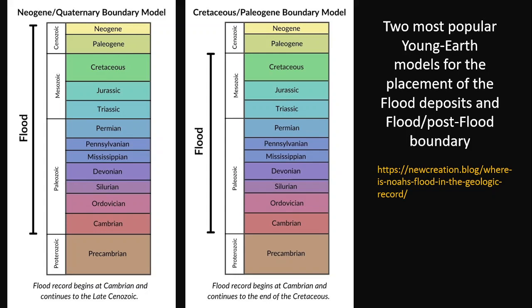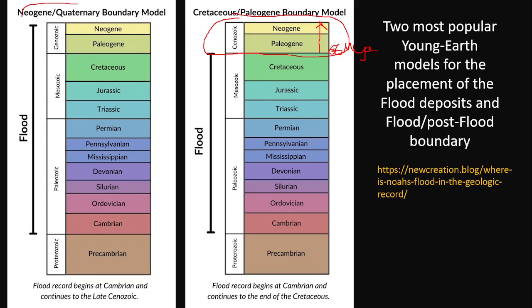But the two most popular views here on the right would be the Cretaceous-Paleogene, sometimes called the KT or K-Pg boundary model. In that particular model, they would place all of the material from the Cenozoic, which would be from conventionally dated 66 million years ago all the way to present, as deposits that occurred after the flood. So any fossils in that layer were of organisms or animals that had departed from the ark and then were trapped in and fossilized after Noah's flood, in the last 4,350 years or so.